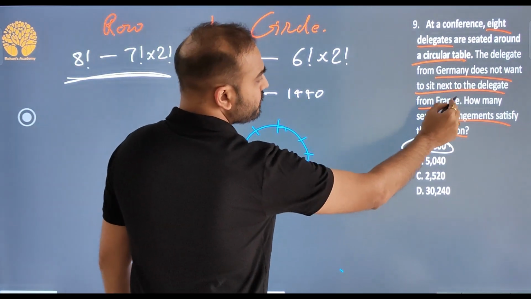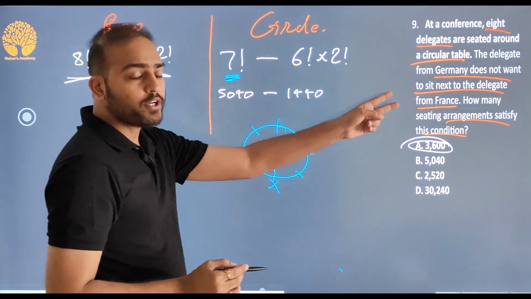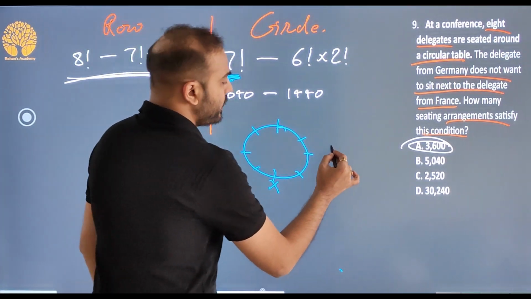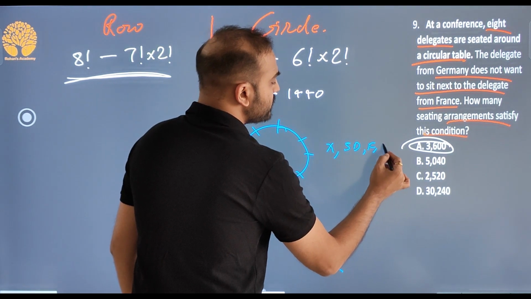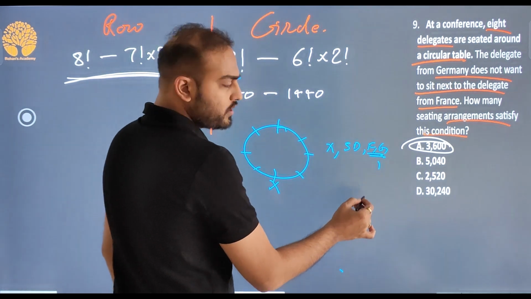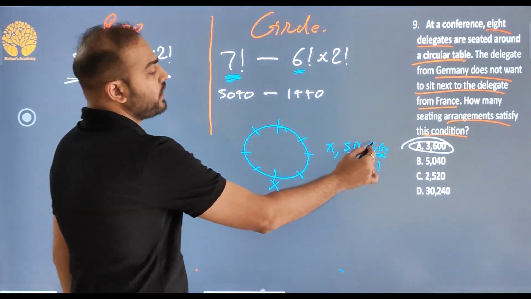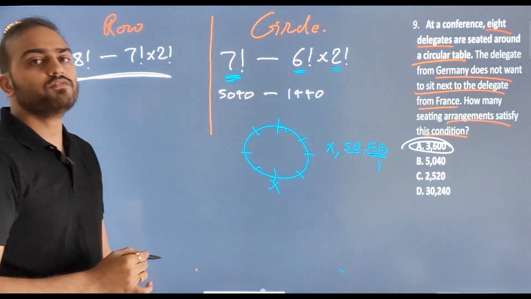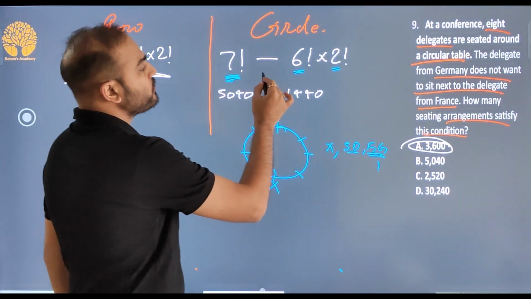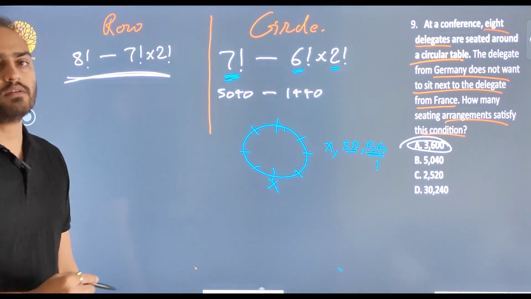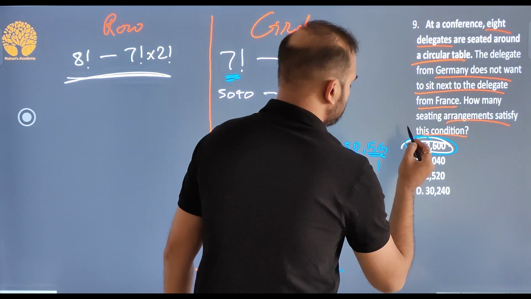Now if Germany and France sit next to each other, then what will I do? I'll combine the 2 into 1. So X is gone. I have 5 more delegates and I have France and Germany. If I combine them into 1, that's 5 delegates plus 1, 6. So 6 factorial. France and Germany can interarrange themselves in 2 factorial ways, right? That's 7 factorial minus 6 factorial times 2 factorial, which is 3600.